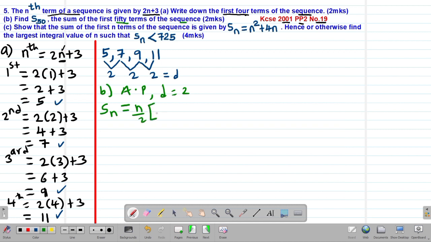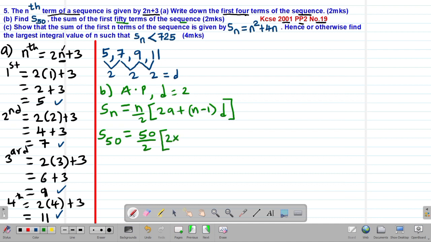Then into brackets, we usually have 2a, then of course plus n minus 1, then you multiply with d, then of course you close the bracket. It means that S50 that we are required to find will be given by the following. The number of terms will be 50, then divided by 2, then into brackets 2 multiplied by a.